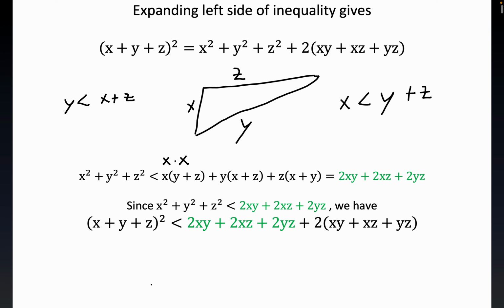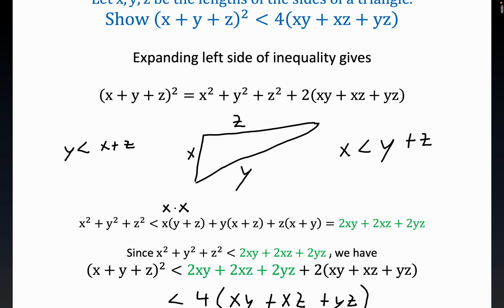So notice that this is equal to 4 times xy plus xz plus yz. Okay, and that's it. We proved what we set out to prove. The quantity x plus y plus z squared is less than 4 times the sum of these products. Again, which is what we were trying to establish here.